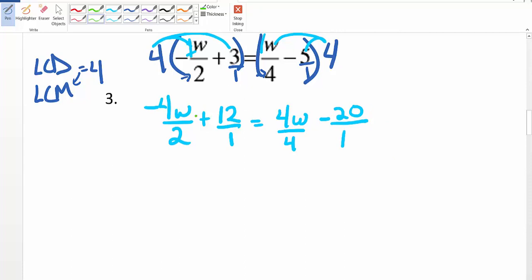Now let's simplify each one of our fractions. So negative 4 divided by 2 gives us negative 2 W's, plus 12 over 1 is just 12, equals 4 divided by 4, that just cancels out, gives us 1 W, and negative 20 over 1 just gives us negative 20.